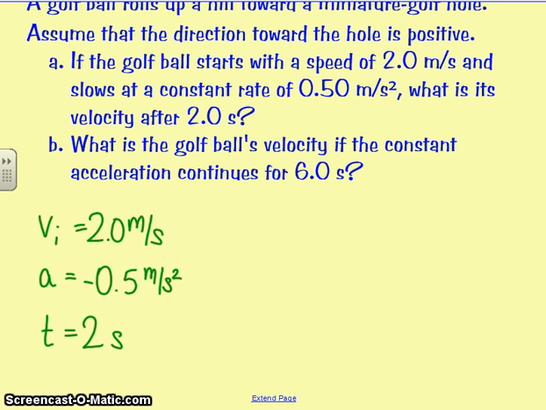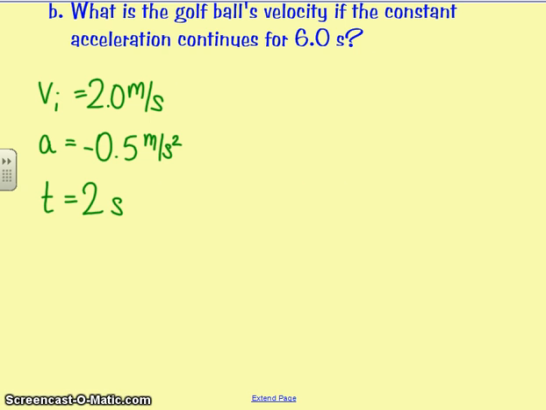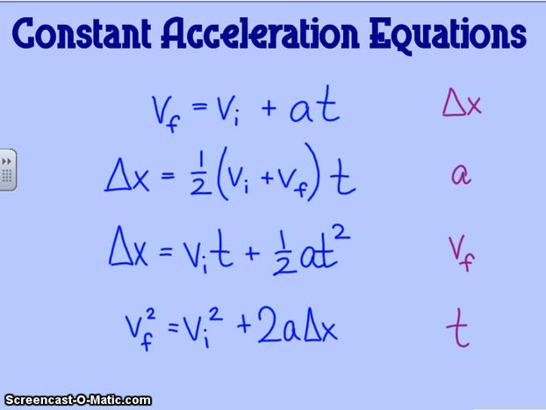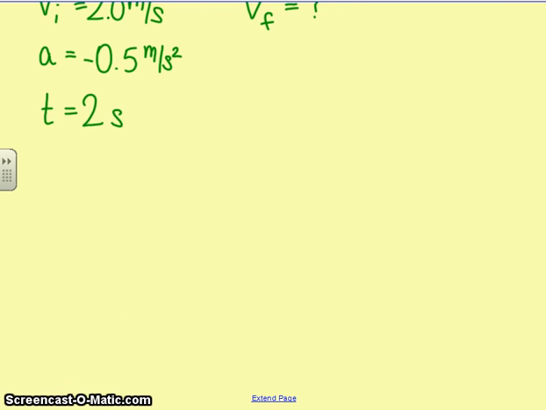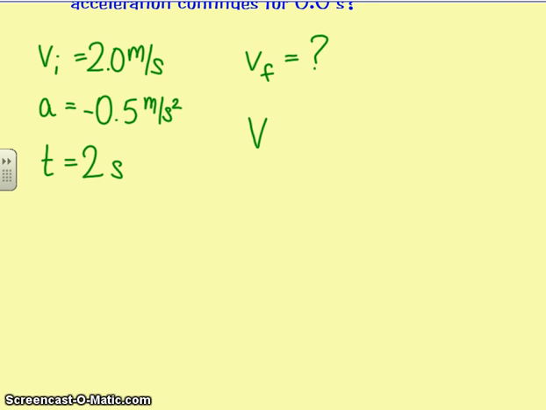This question wants to know what is its velocity after 2 seconds, so it's asking for the final velocity. Looking at all the letters I have written up here, which variable is missing? If you answered displacement, you are exactly correct. So looking at my 4 equations here, I want to choose the equation that does not include displacement, which is the first equation. And so my next step is to figure out the model and the method that I'm going to use, and I figured out that the equation I want is v final equals v initial plus acceleration times time.